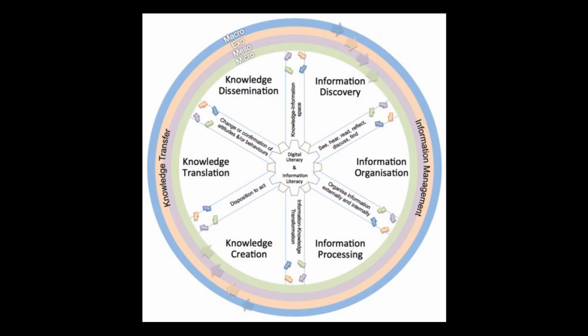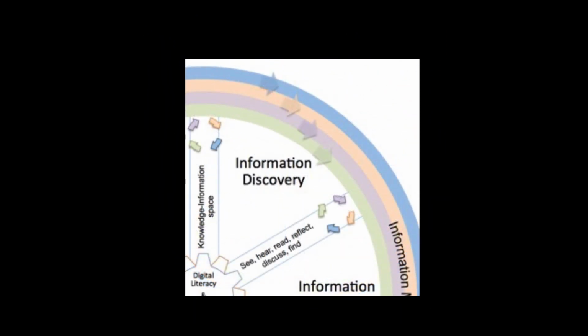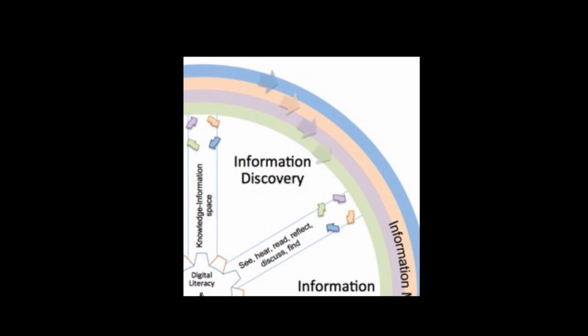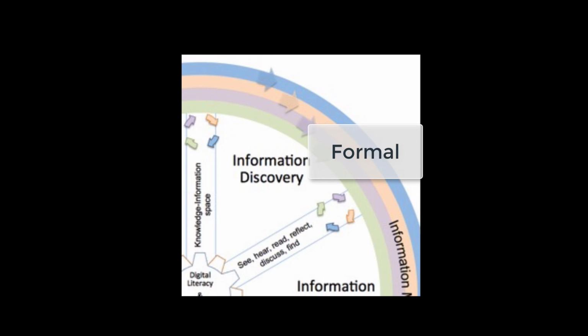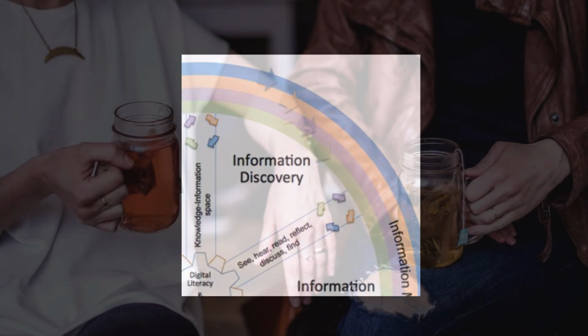Let's look at the first stage in the information management phase, information discovery. We discover information by seeing, hearing, reading, reflecting, and discussing. Sometimes we seek information, while at other times it seems to arrive by chance. Information is discovered in formal and informal ways.